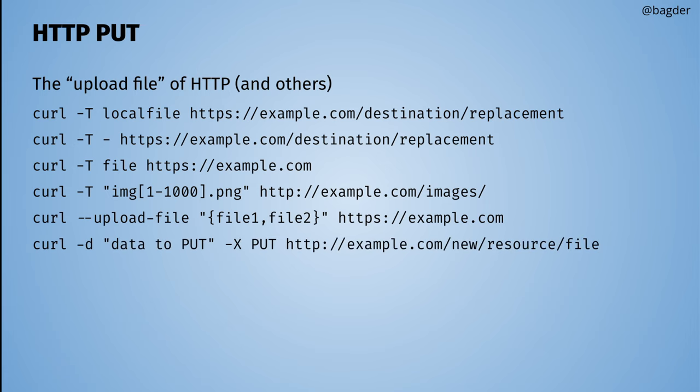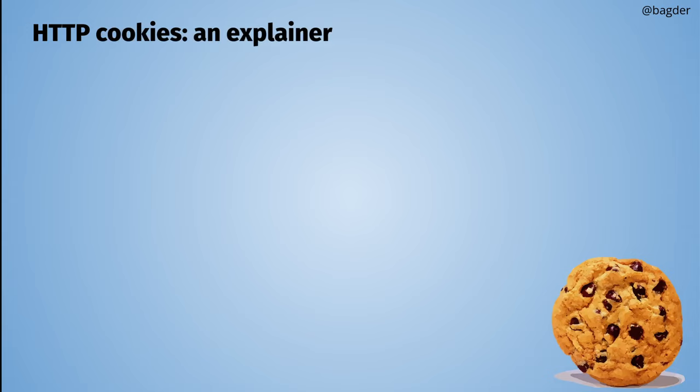And if you want to get fancy, you want to go crazy, you can use that uppercase X, as I've told you not to. But if you provide the data to put with dash D, which otherwise would default to POST, you can actually change the POST to PUT like this. So you can be creative with curl, no worries. So, okay.